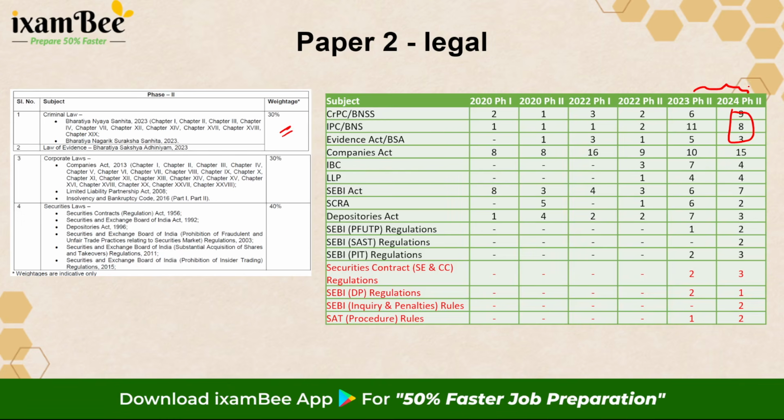So we saw a good number of questions come from BNSS and BNS, followed by some questions from your BSA. Yes, in the past, of course, the questions came from CRPC, IPC and evidence. Now they will be asked from BNS, BNSS and BSA. Your Companies Act corporate does take away the bulk of your corporate laws, 15 questions and 10 questions before that. And then we do see, as I stated, a good number of questions come from IBC and LLP also.